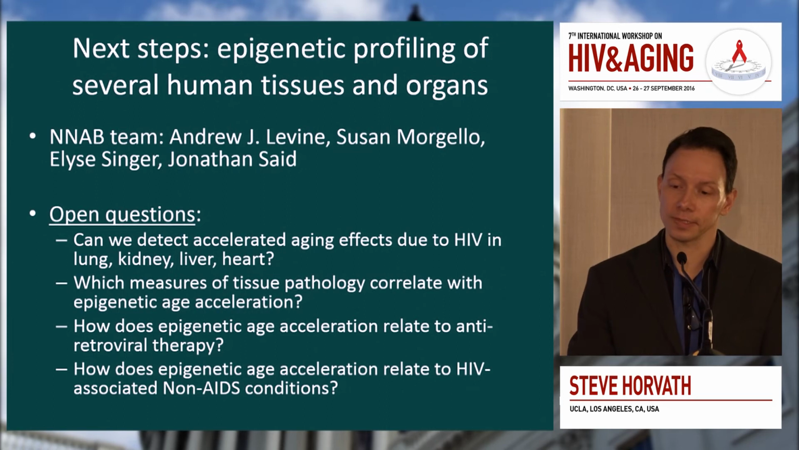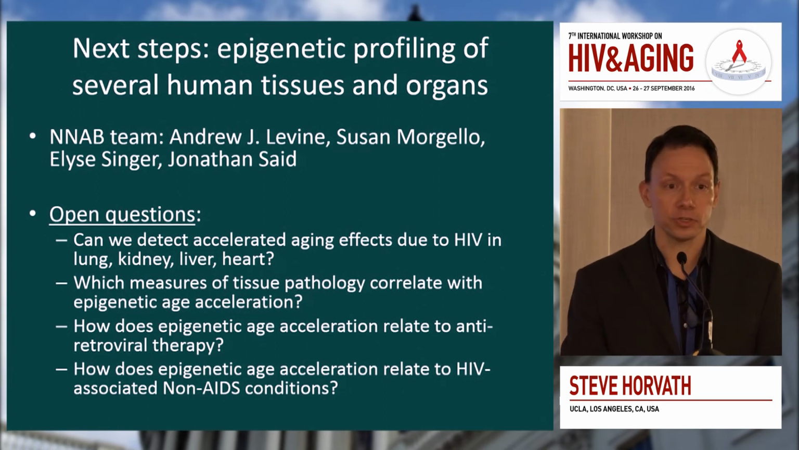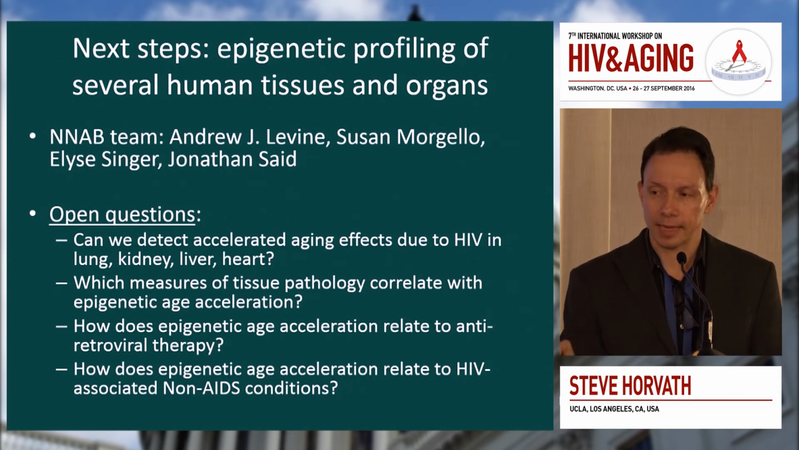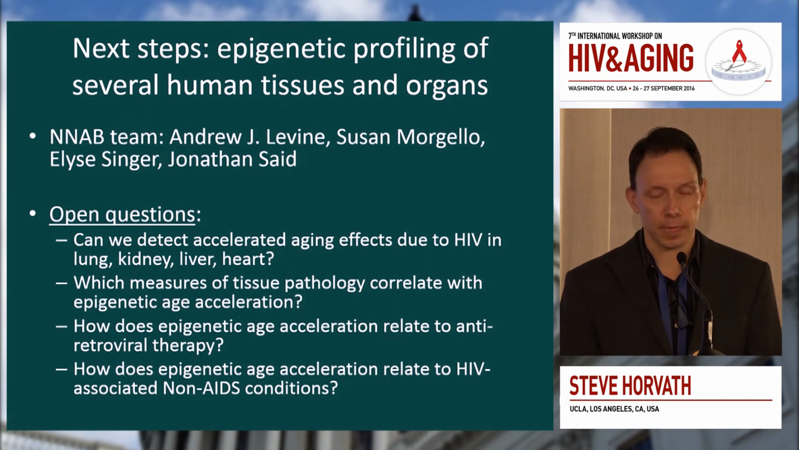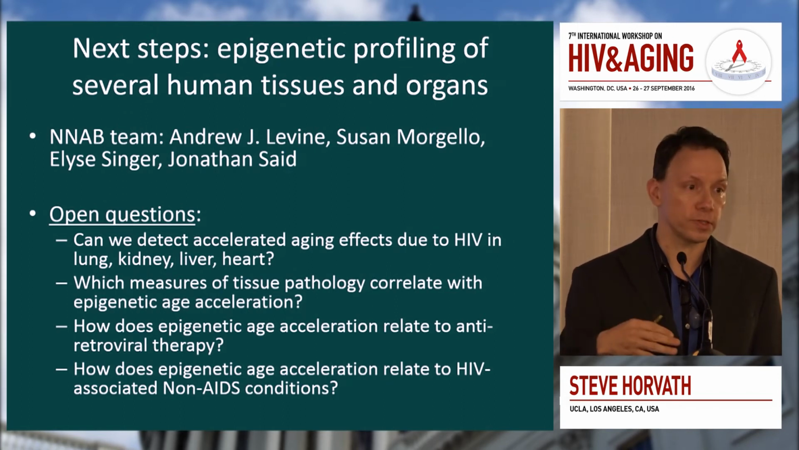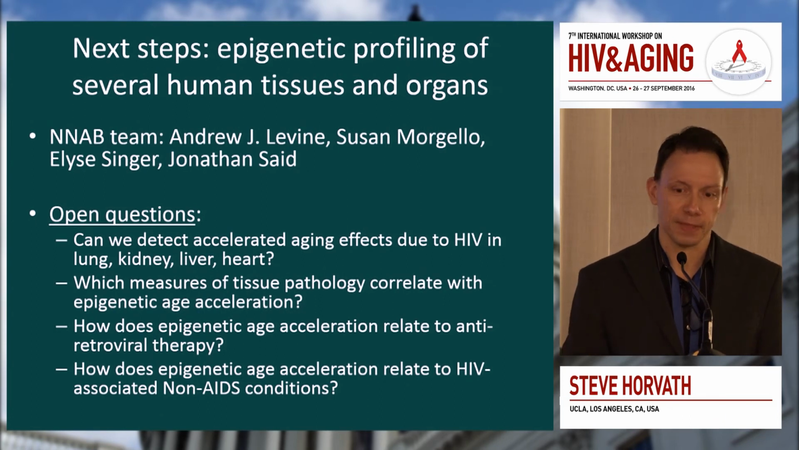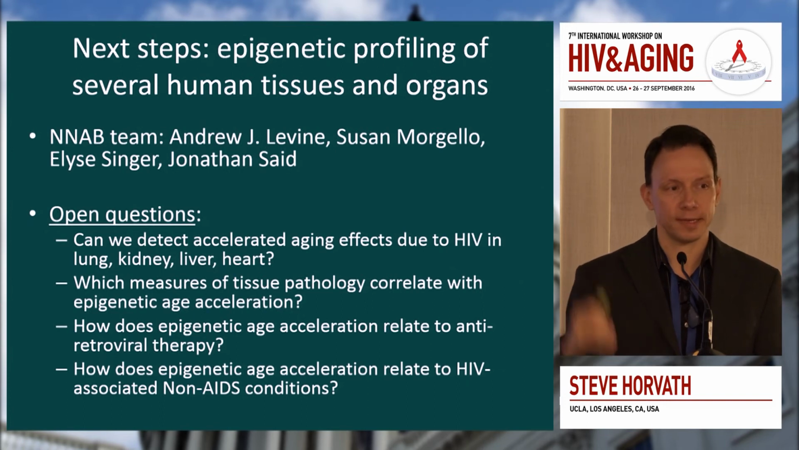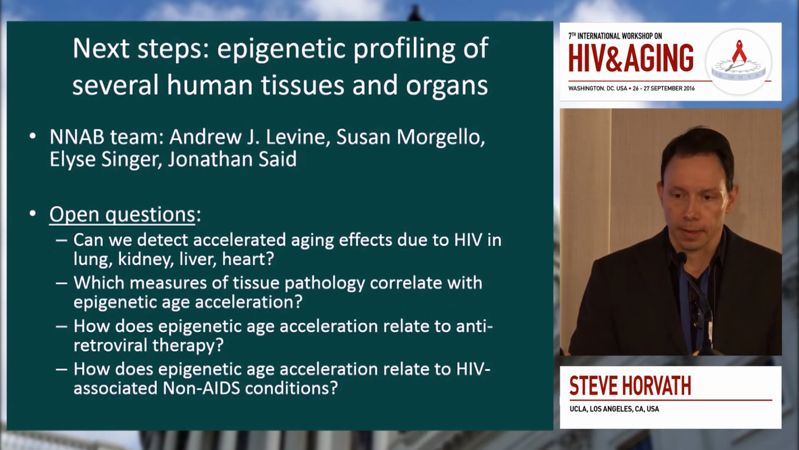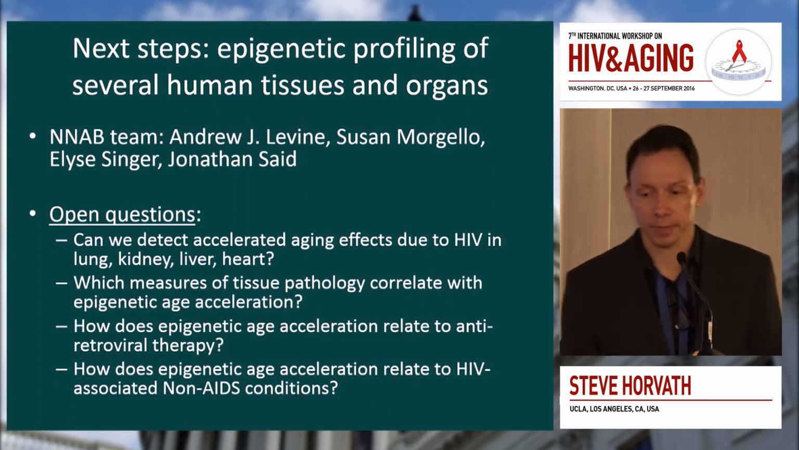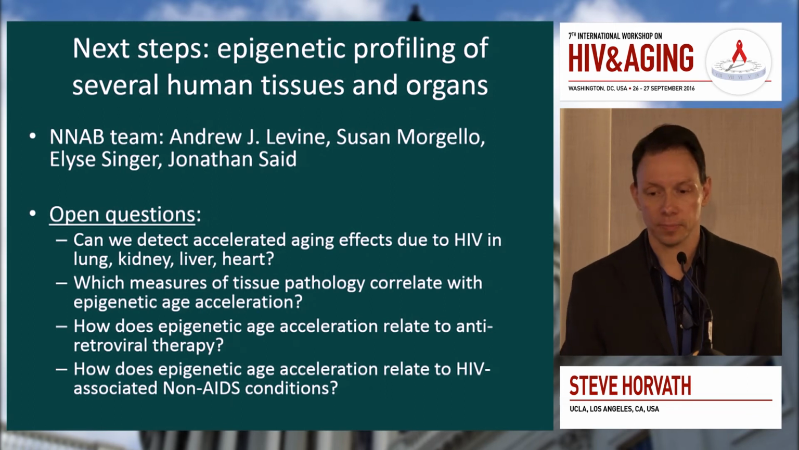And of course, the question is, what's the role of ART? I should tell you, the epigenetic age acceleration can be observed in people who received ART and also in people before they received treatment. So it's not as simple as if you provide ART that you reset the epigenetic aging. I think that's not the case. And of course, we want to look at which other so-called HANA conditions, HIV-associated non-AIDS conditions, relate to epigenetic age acceleration.